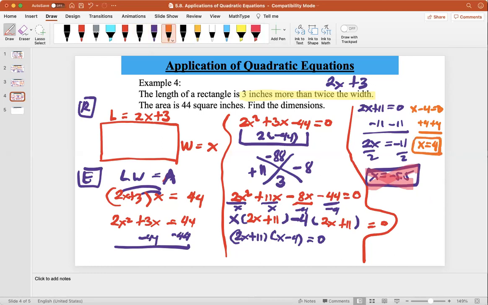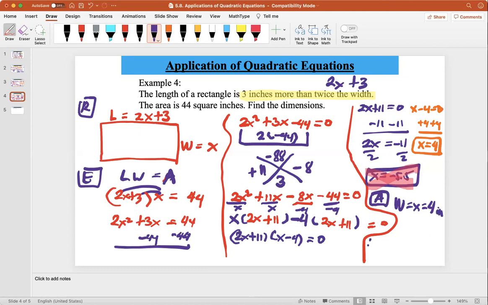But we're not only looking for x. We're not only looking for the width. We're looking for both the length and the width. So in our answer, let's solve for both the width and the length. We already have the width. Width is your x, and that's equal to 4. We have inches as the unit of the length and the width, so we say 4 inches.